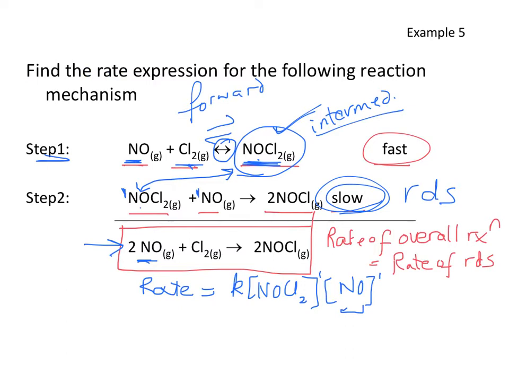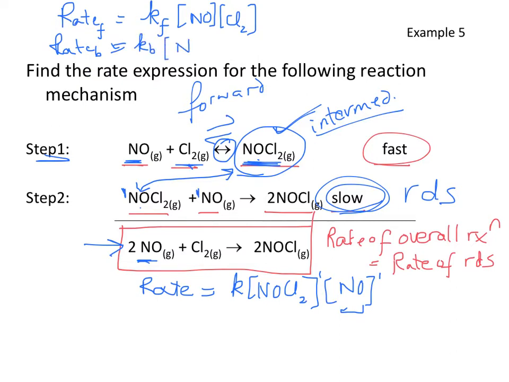So let's write down what we know about the forward reaction. Let's say it was the rate of the forward reaction that we were writing. I would say that would be equal to k forward times the concentration of NO times the concentration of Cl2. And if you had to write down the rate of backward, that would be k backward times the concentration of NOCl2.